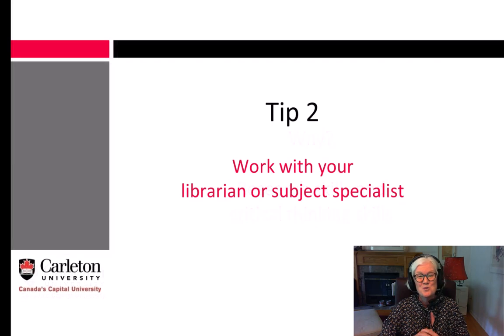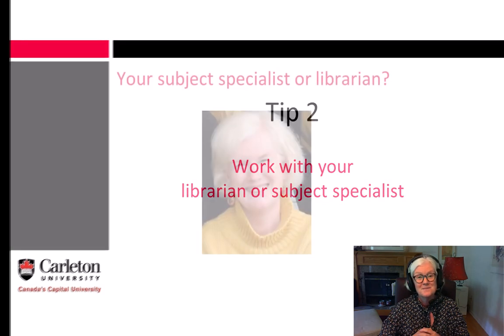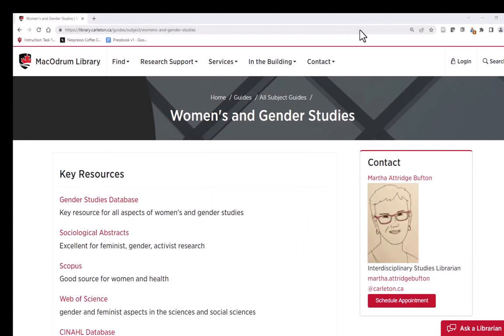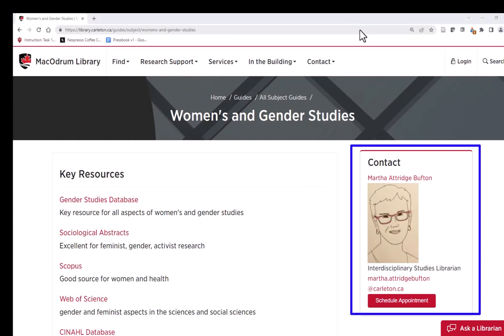Tip 2 is to work with the librarian or subject specialist responsible for supporting a discipline in which a given course is taught. Library staff can help TAs plan teaching sessions and consultations to meet student needs. How do you identify the librarian or subject specialist responsible for a given discipline? Let's return to the subject guide for Women's and Gender Studies. Here we can see the name of the librarian or subject specialist for that subject area is listed on the right-hand side of the page along with their contact information.